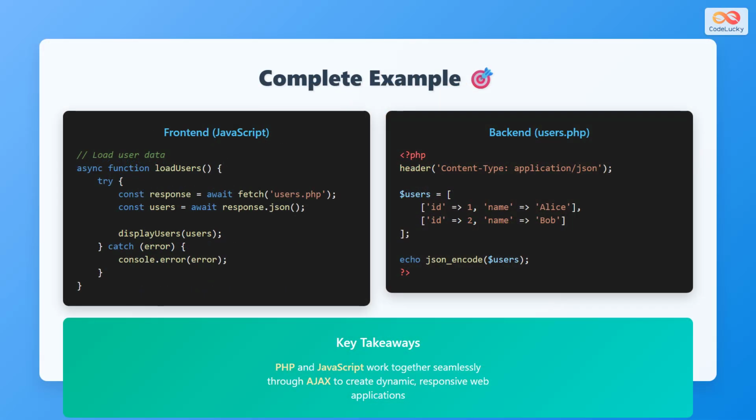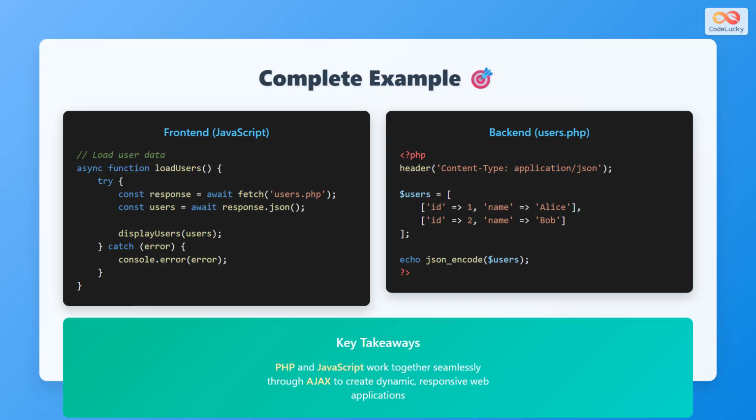Let's put everything together with a complete example. On the front-end JavaScript code, the asynchronous function loadUsers is defined to load user data from the users PHP file. The try block makes a fetch request to get the data. The response is converted into JSON format. The displayUsers function is used to display the users. The catch block is used to catch any errors.